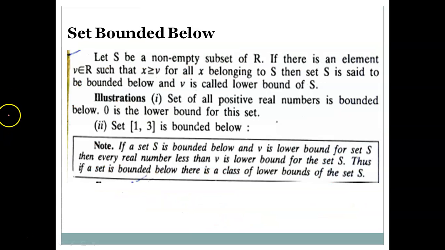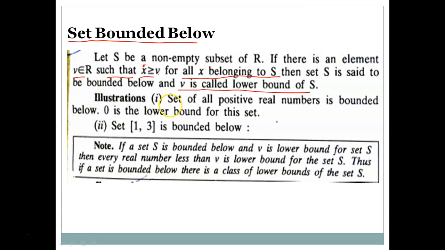Next is the set bounded below. Exactly in the same manner as the case of a set bounded above, we can talk about a set which is bounded below. If S is a non-empty subset of real numbers, and if there is an element V belonging to R such that all elements, all x belonging to S, are greater than or equal to this particular element V, then this V is called a lower bound for the set S. This is called the lower bound for set S, and the set is called a bounded below set.